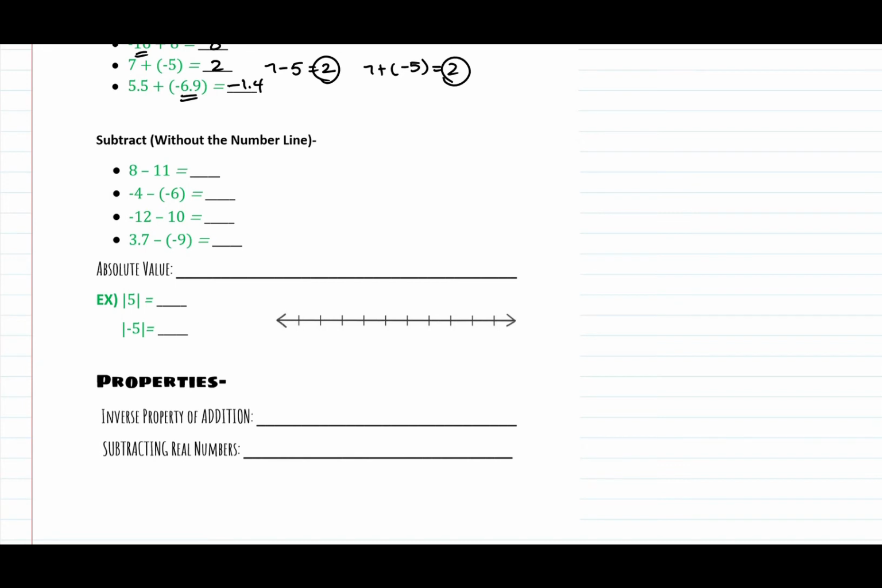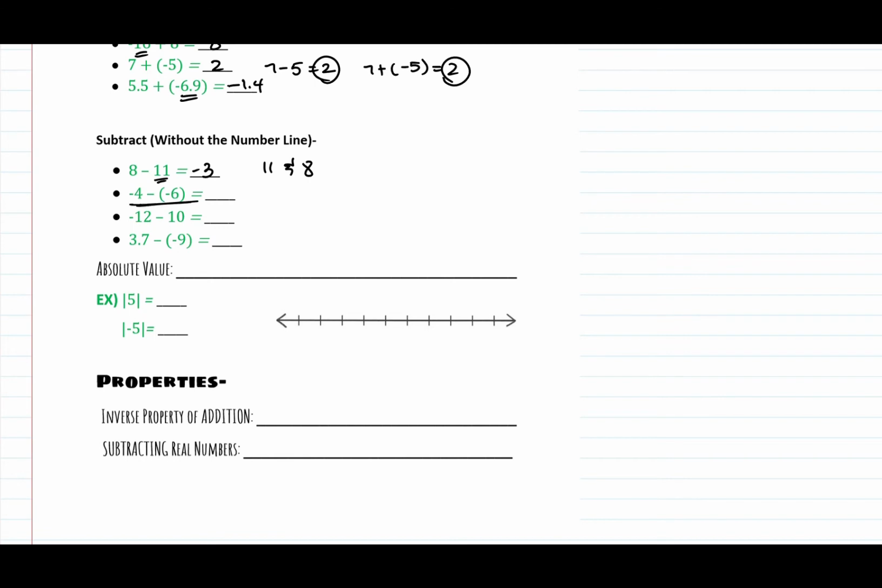Now, moving on to subtraction without the number line. 8 minus 11 would get us negative 3. So we're subtracting 8 from 11. We keep this negative sign right over here because 11 is greater than 8 and 11 has the negative sign in front of it.